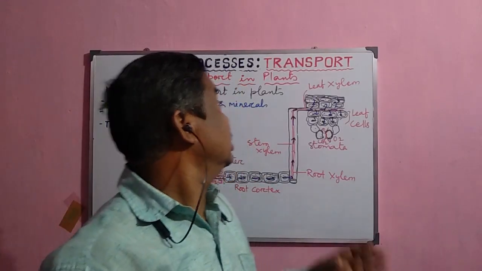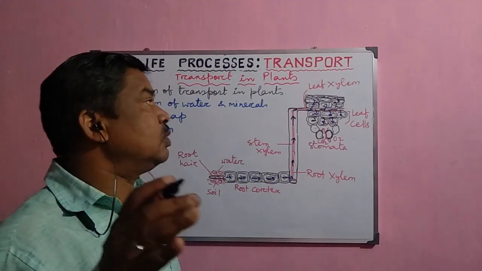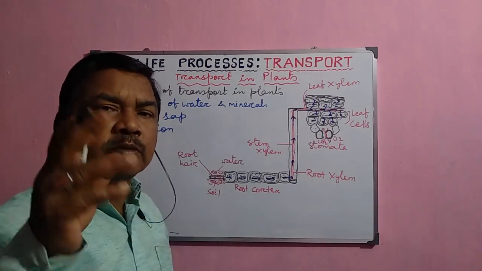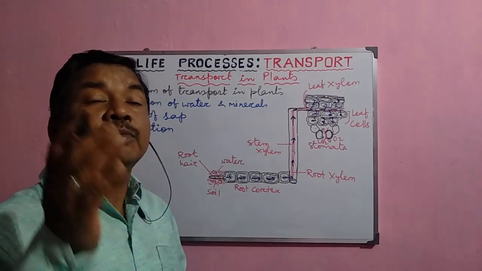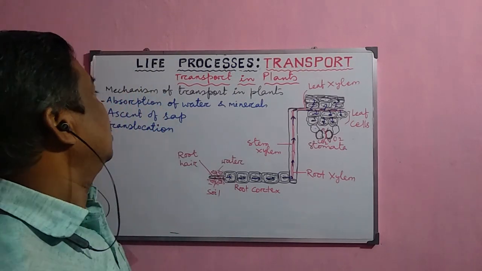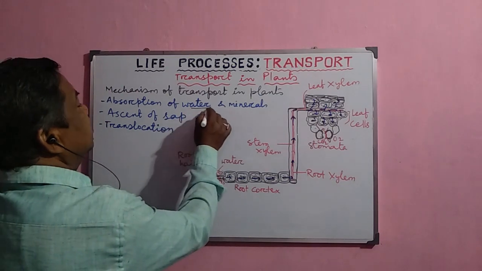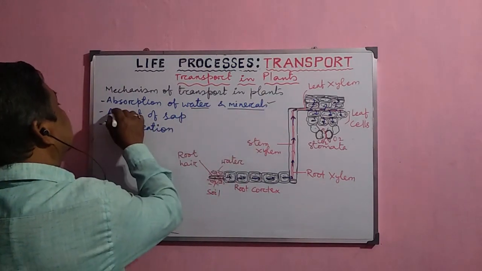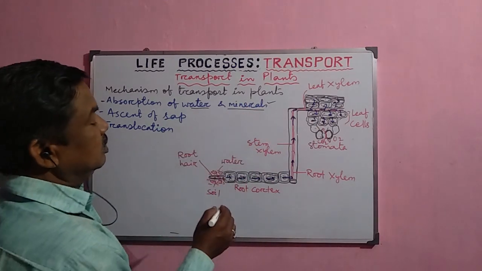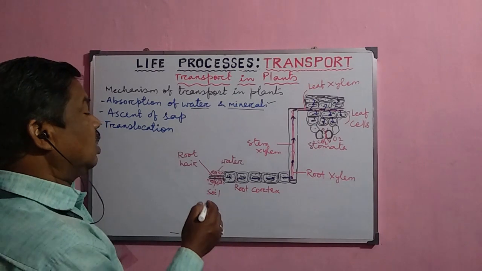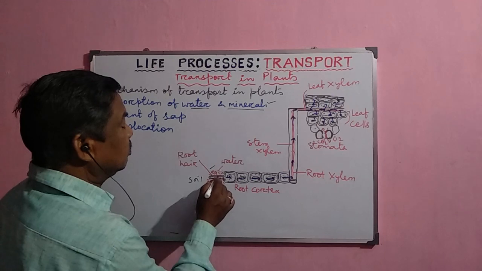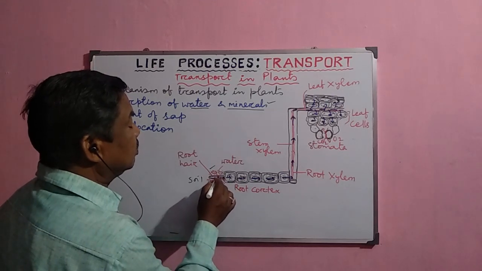Now we shall study the mechanism of transport of the water and minerals from the root to different parts of the plant and the prepared food material from the leaf to the different parts of the plant. Now, how are this water and minerals actually transported from the root to different parts of the plant? The first phase is the absorption of water from the soil. Suppose it is the soil here, and from the soil, water actually enters into the root hair.